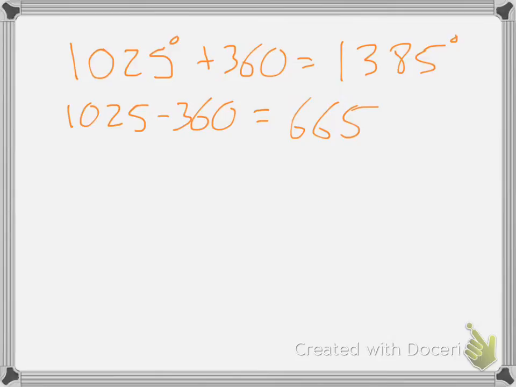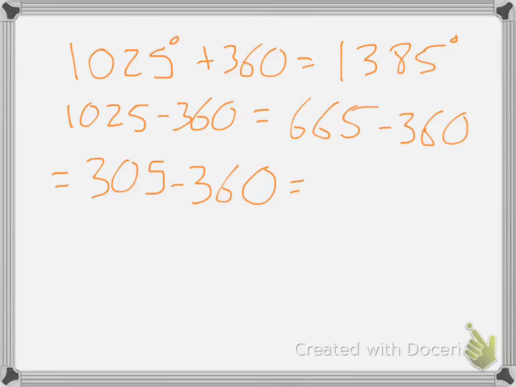That's not good enough for me. So I need to subtract 360 again. I end up getting 305. Darn, it just came out to a positive answer again. So I'm going to do it again. And so now I end up with a negative 55. We now have our negative coterminal angle. But along the way, I found several other coterminal angles that were all in the same spot.